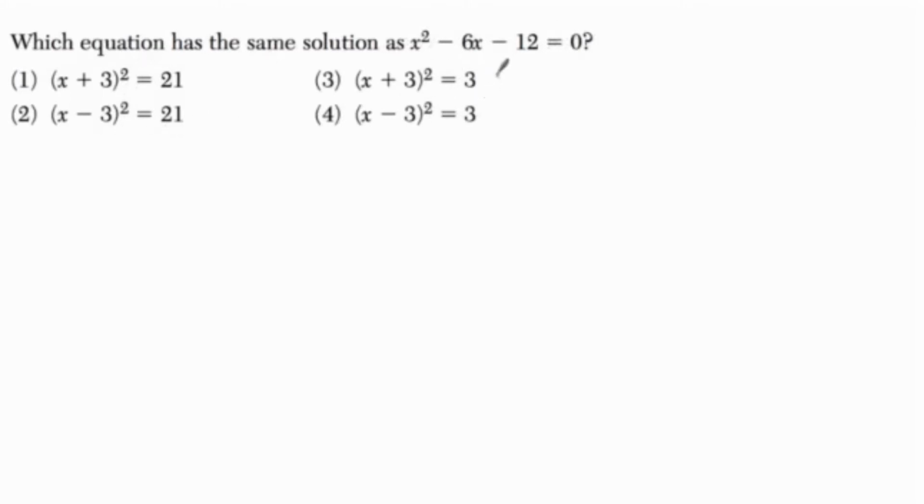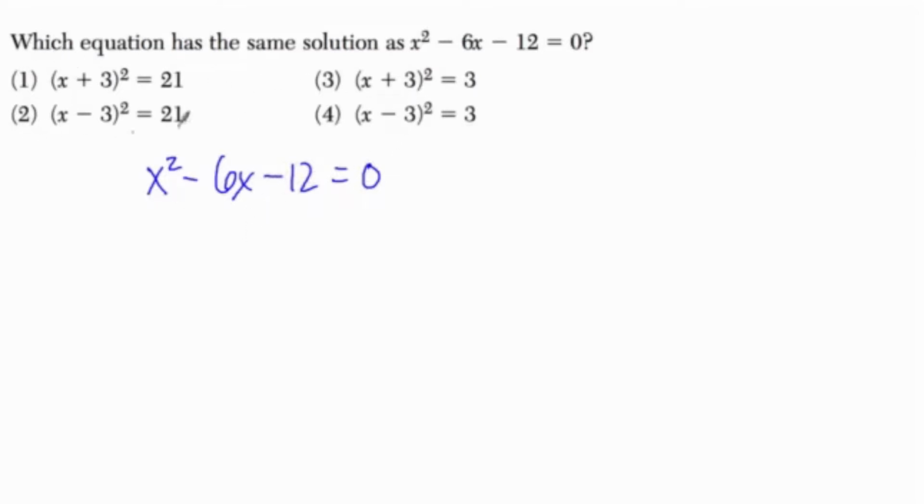Well, if we look at our equation, x squared minus 6x minus 12 equals 0, the first thing you might notice about this is that it is a quadratic equation because of the x squared term. And there are a lot of different ways to solve a quadratic. You could use the quadratic formula, you could try to factor it, you could solve by completing the square, and you could pick your favorite method and try it right now.